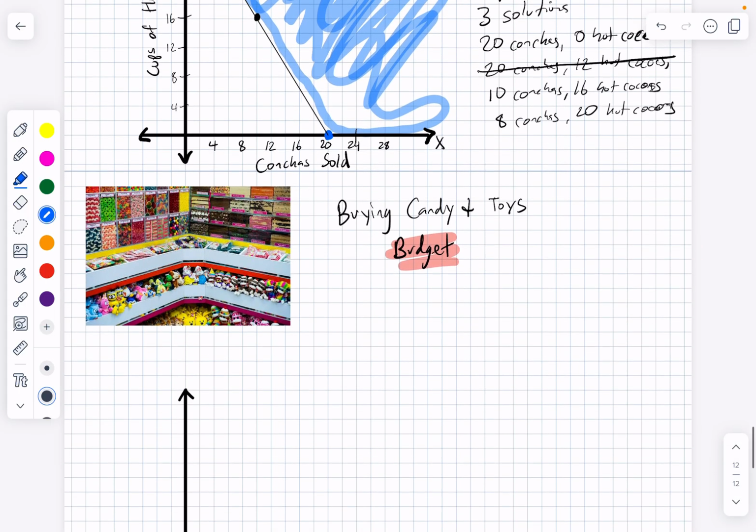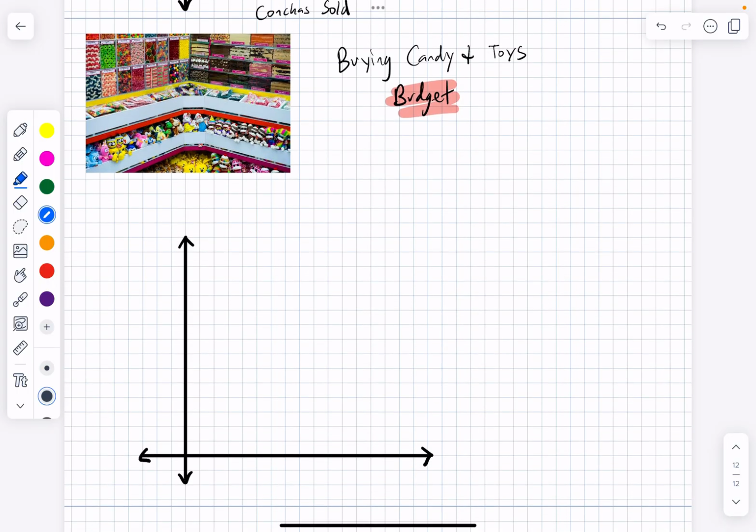What if we have a budget that we have to stick to? Well, we're going to be shading the other way. I'm going to do this one faster.